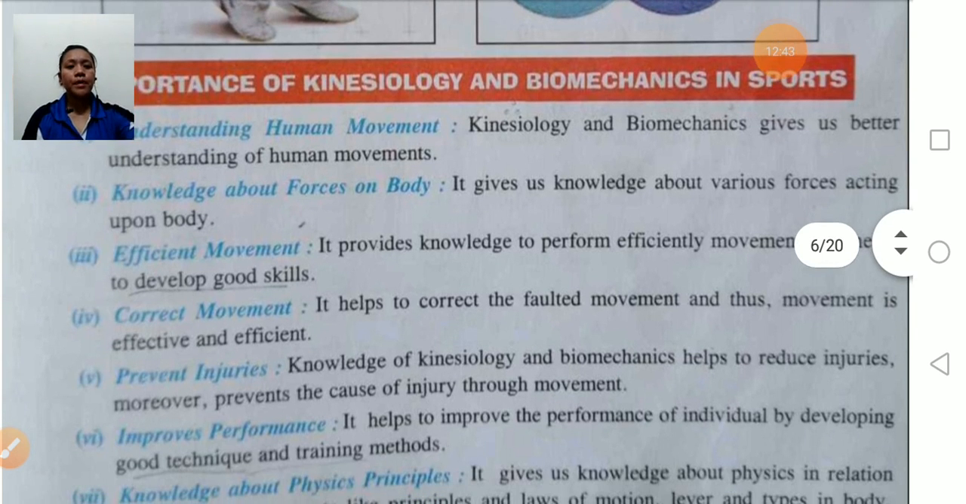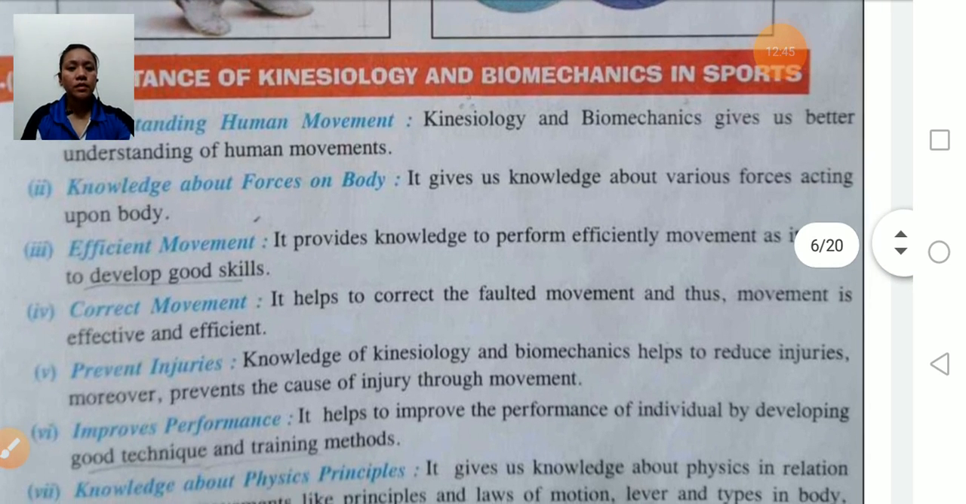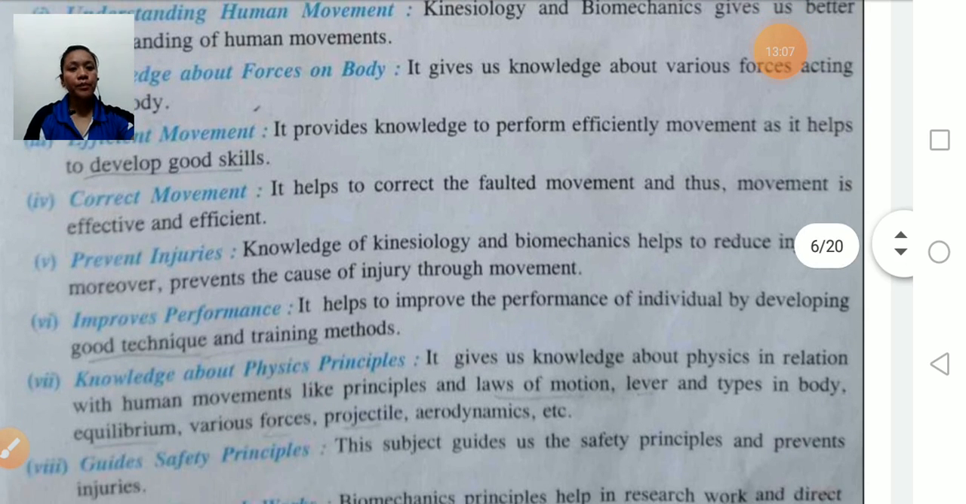Efficient movement: it provides knowledge to perform efficient movement, as it helps to develop good skill. By improving our movements, it helps to develop good skill. Correct movements: it helps to correct faulty movement. Thus, the movement is effective and efficient.